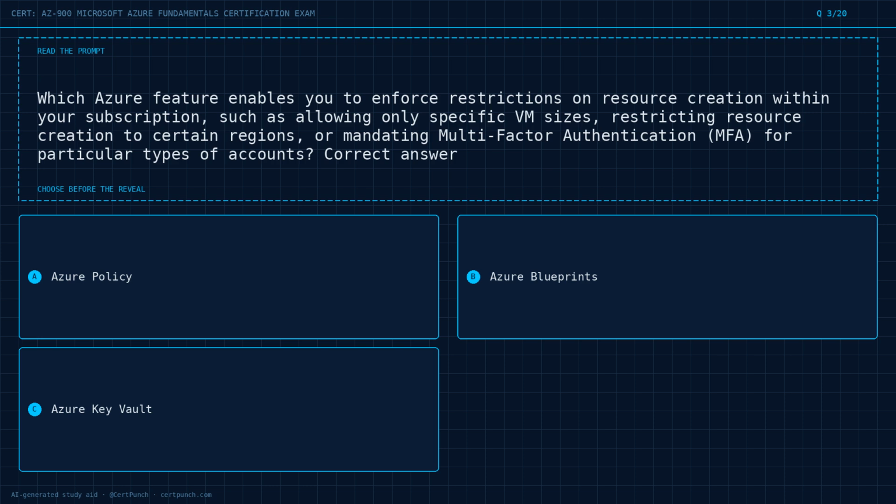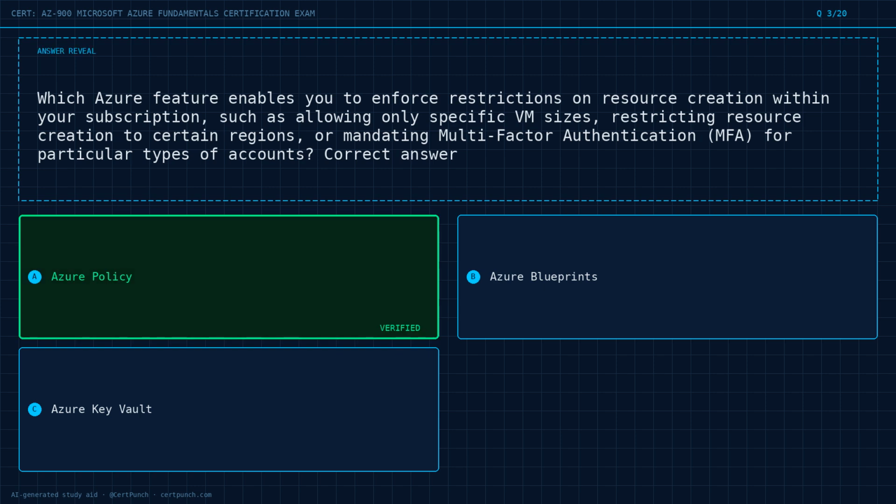Question 3 of 20. Which Azure feature enables you to enforce restrictions on resource creation within your subscription, such as allowing only specific VM sizes, restricting resource creation to certain regions, or mandating multi-factor authentication, MFA, for particular types of accounts? Correct answer. Option A, Azure Policy. Option B, Azure Blueprints. Option C, Azure Key Vault. Choose the best answer before the reveal. Commit to it now.